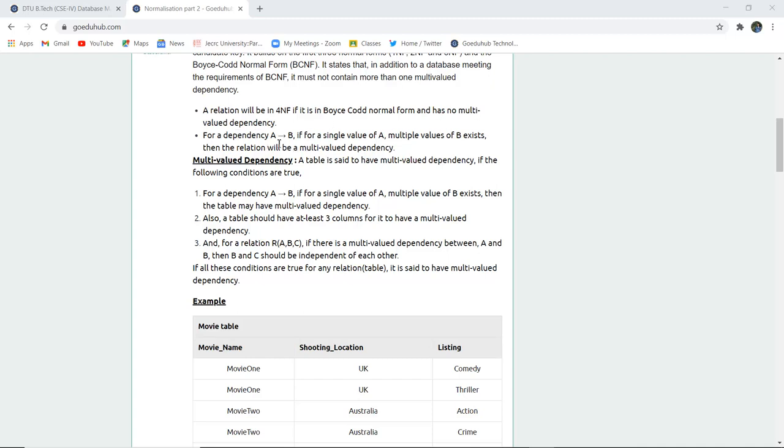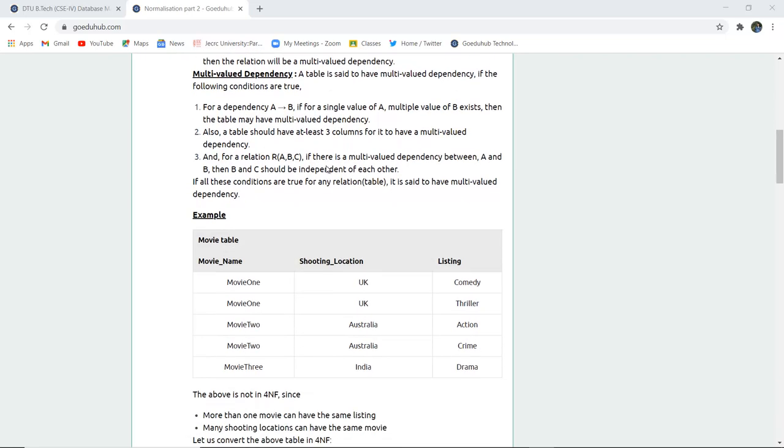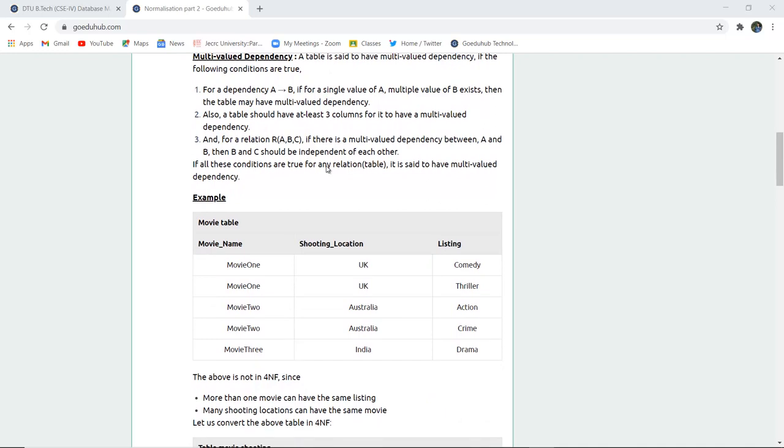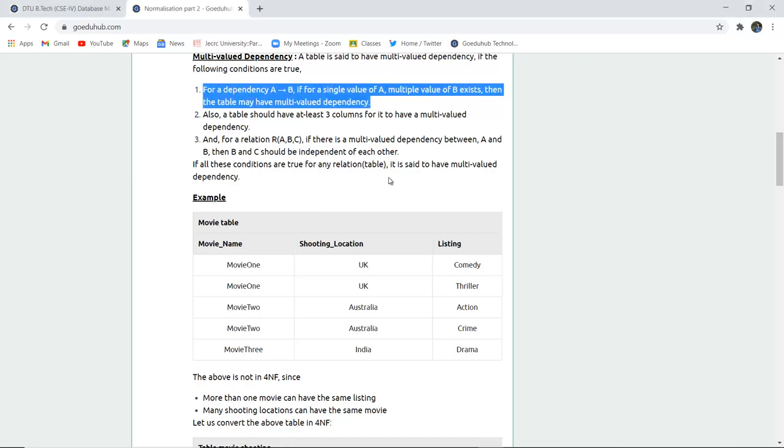For a dependency A to B, if for a single value of A, multiple values of B exist, then the relation has a multi-valued dependency. Now, here comes a new term: what do we mean by multi-valued dependency and what are the constraints in it? A table is said to have multi-valued dependency if the following conditions are true. For a dependency A to B, for a single value of A, multiple values of B exist.